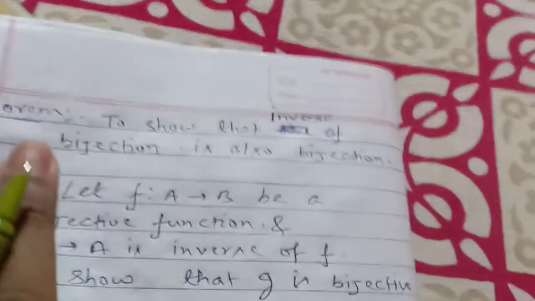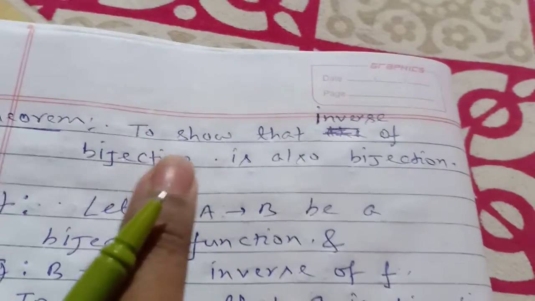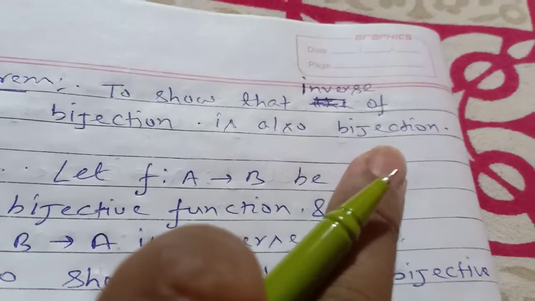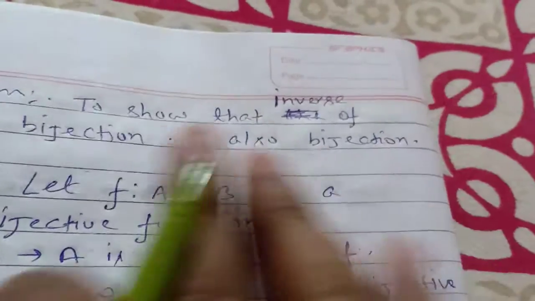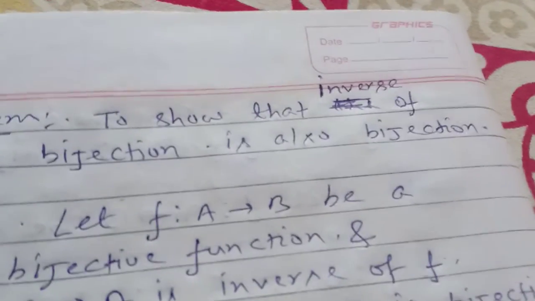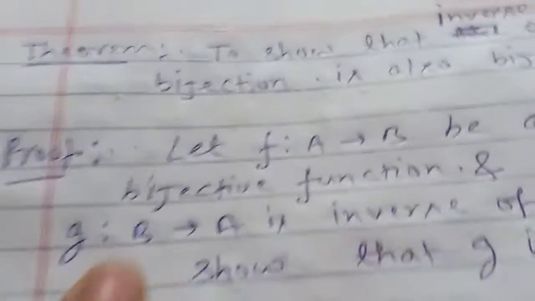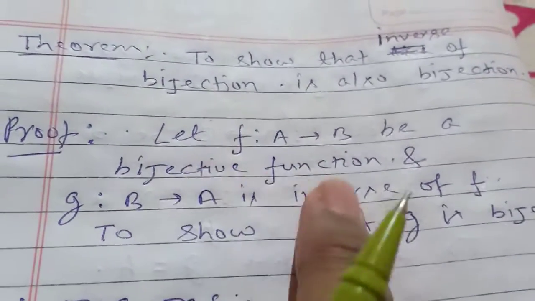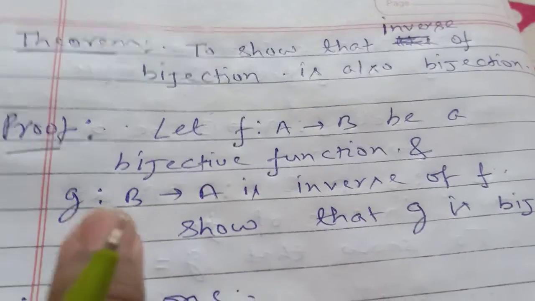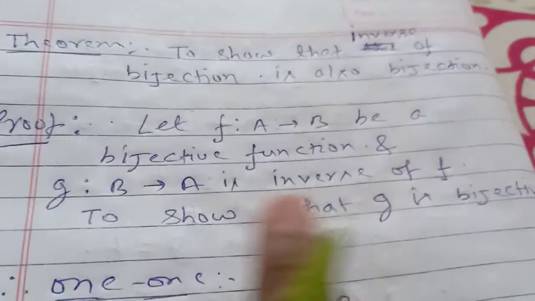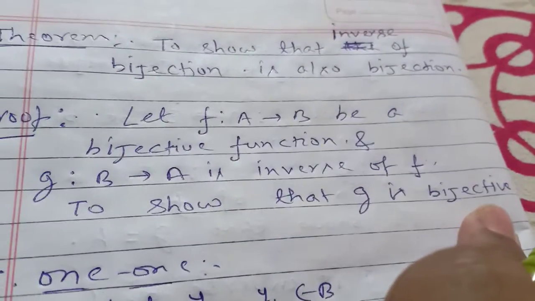The second theorem is to show that the inverse of a bijection is also a bijection. Here we have to show that the inverse of any bijective function is also bijective. Proof. Let f from A to B be a bijective function and g from B to A be the inverse of f, and to show that g is bijective.